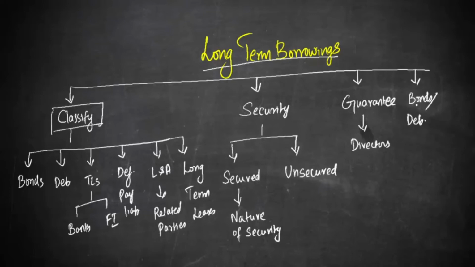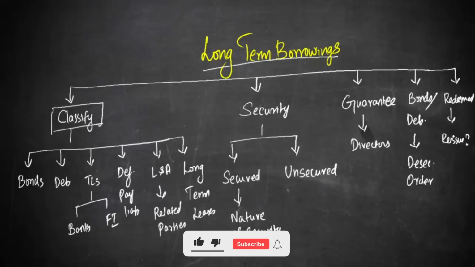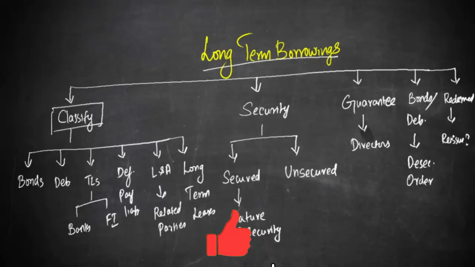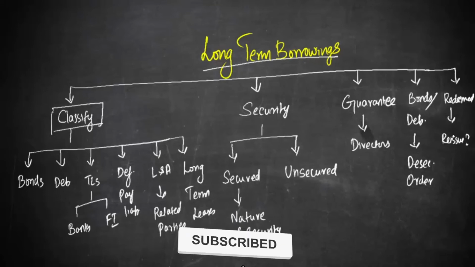And in case of bonds and debentures, it should be disclosed in descending order of maturity. That's more important. It should be disclosed in descending order of maturity. And if certain bonds and debentures are redeemed, and if they can be reissued, then those details should be mentioned.